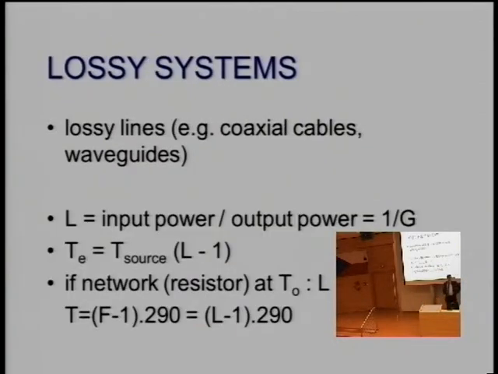So, sometimes we have not only amplifiers, but we have lossy lines somewhere in between, by definition. I mean, when we combine something by a cable, every cable has some loss, some more, some less. If the loss is defined as the input power versus the output power, I could also say this is 1 divided by G, gain. Then the temperature of this system would be the temperature of the source times (L minus 1). So if the network is a resistor at T0, then the loss is identical to its noise figure. And we can calculate the temperature of the lossy line as (L minus 1) times the reference temperature of 290 Kelvin. And this has an important impact, as we will see in a moment.